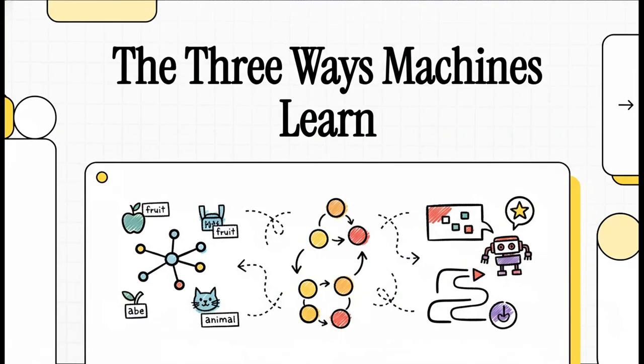So AI is pretty much everywhere, right? But have you ever stopped to wonder how a machine actually learns anything? I mean, it's not magic. It really comes down to three main strategies. And today, we're going to break down exactly what those are.